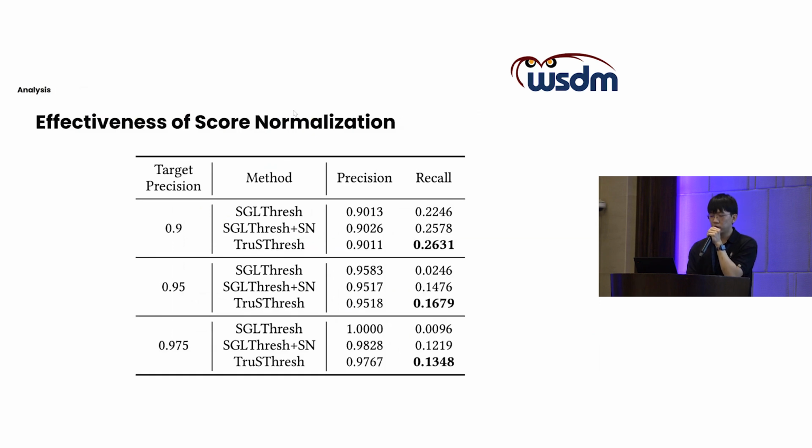Lastly, we also proved the effectiveness of score normalization by adding it to SGL thresh. The result shows that score normalization improves the performance of SGL thresh, and from this, we believe that score normalization can help any kind of gradient-based threshold optimization algorithm.